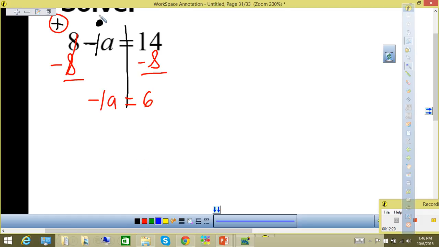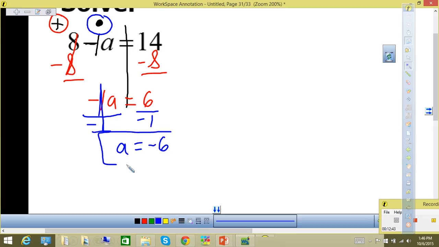What was the other operation? Multiplication. What is the inverse? Divide by negative 1. Divide by negative 1. This is a 1, so therefore a equals negative 6. We got this? Okay. Let's do the next one together.